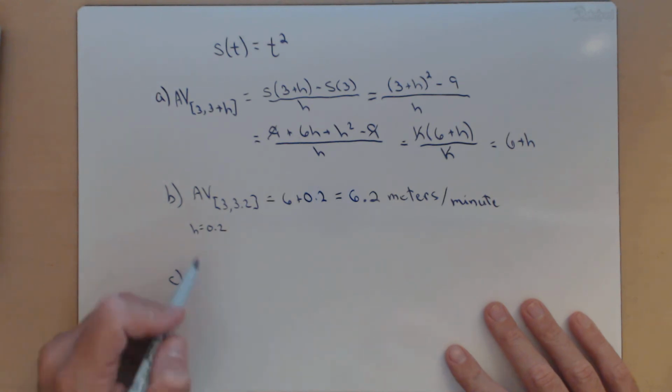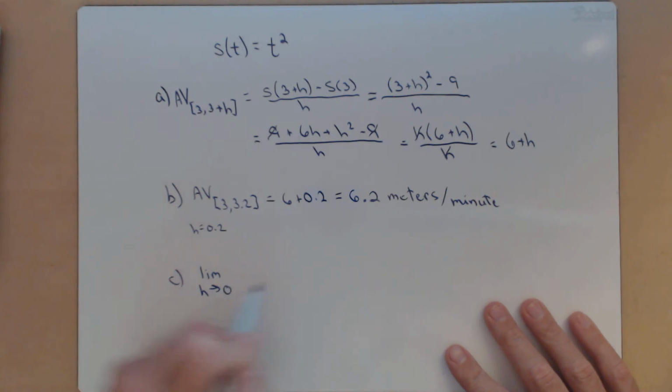This is where we're going to use our limit. We're going to do the limit as h goes to 0 of our average velocity, this whole s of 3 plus h minus s of 3 over h. Now, if I were to plug the 0 in for h, I'd get s of 3 minus s of 3, which is 0 over 0. So I'd get a 0 over 0, or an indeterminate form.